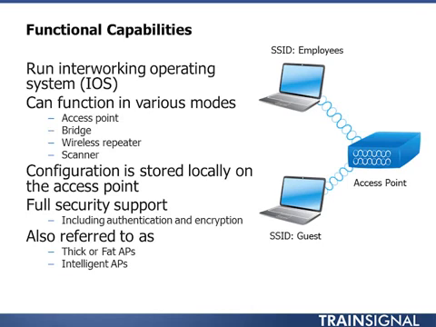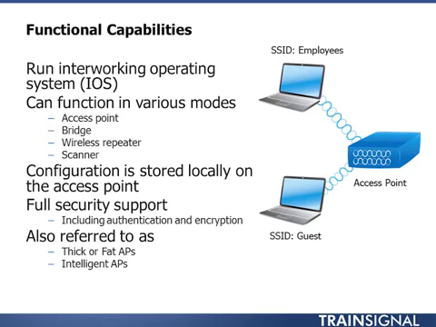If you're in a lightweight mode, then the wireless LAN controller forces down the configuration. So if anybody was to try and change the configuration of an access point using an Ethernet cable plugged directly into the access point, that would be overwritten by the configuration coming down from the wireless LAN controller.